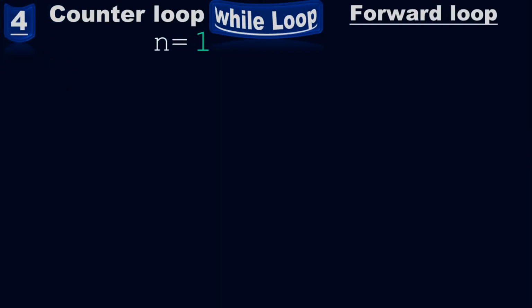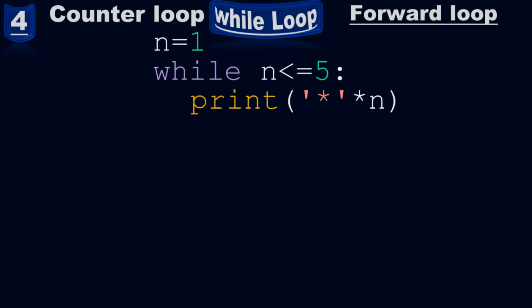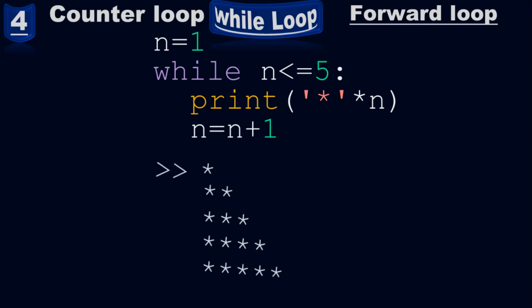Example number 4. n equals 1, while n is less than or equal to 5, print of asterisk times n, n equals n plus 1. Your output will be in this pattern. It is a symbolic pattern. Again, it is a forward counter while loop.